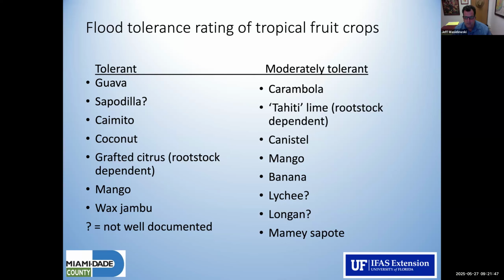Moderately tolerant in the middle. Carambola, Tahiti lime, again, depends on the rootstock. Canistel, mango, also moderately tolerant. Banana, not sure about lychee and longan, but we think they're in the moderately tolerant range. And then mamey sapote.